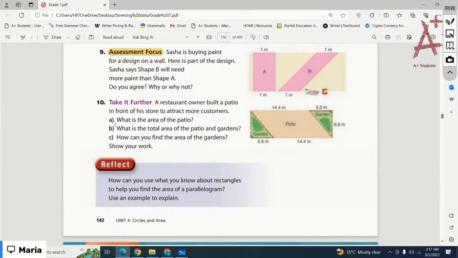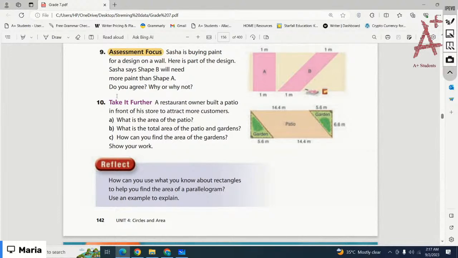Okay, let's start with question number 10. A restaurant owner built a patio in front of his store to attract more customers. What is the area of the patio? What is the total area of the patio and gardens? How can you find the area of the gardens? Show your work. Okay, the rectangles and the triangular shapes, right?